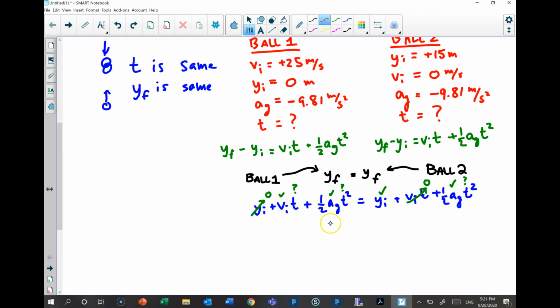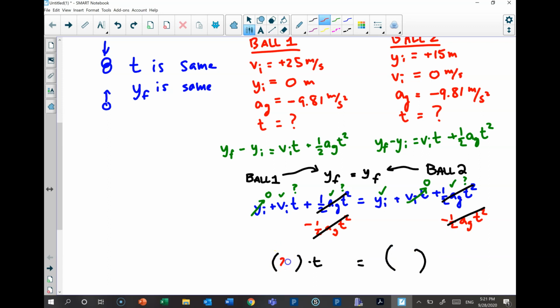But look at this. That's the same ag, and this is the same time. The two balls are in the air for the same time, so ball 1, ball 2 have the same time. If I subtract 1/2 ag t squared from both sides, then this is going to disappear completely from both sides. And so now I have vi multiplied by t is equal to y initial, and that's it.